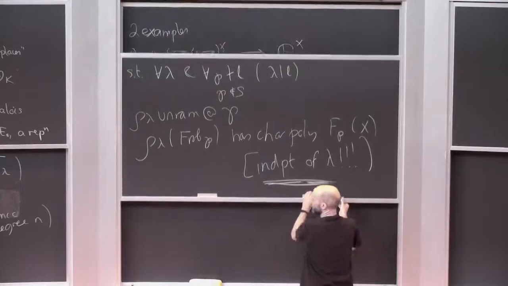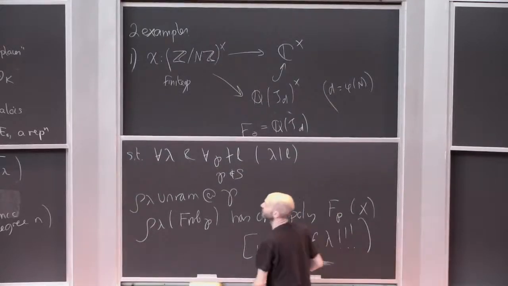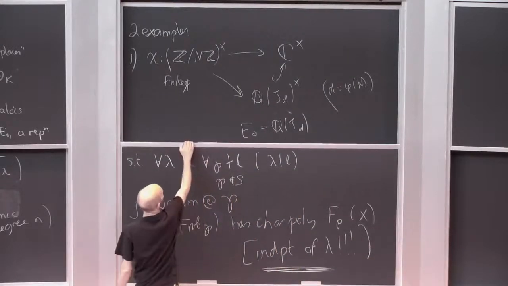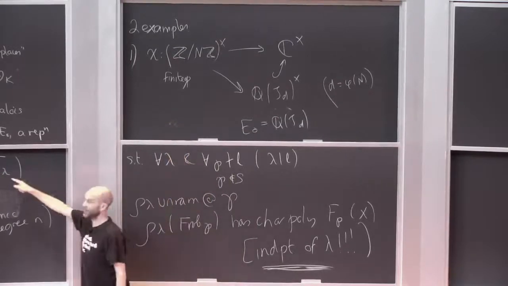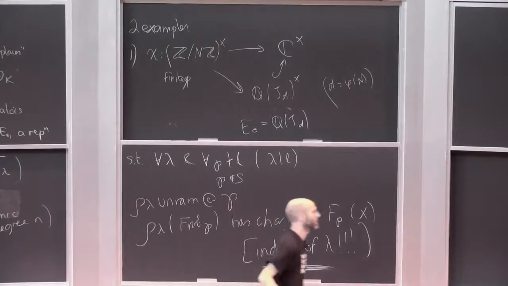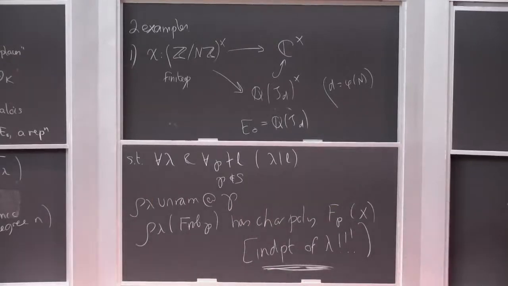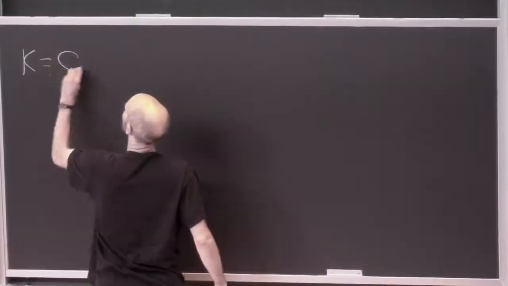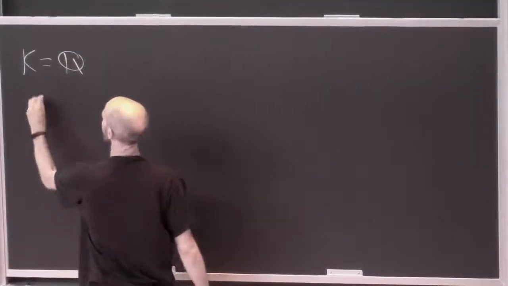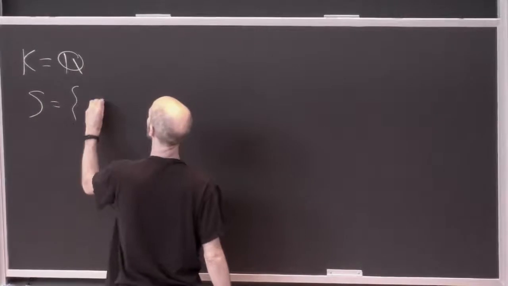And now I'm just going to do the dumbest of things. I'm just going to say, well, that's one representation to GL1 of E0. And E0 lives in all these things. So now we've got our compatible system in a completely stupid way, right? So K can be Q. S can be the primes dividing N.